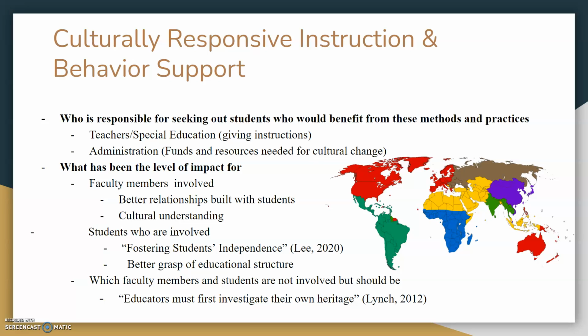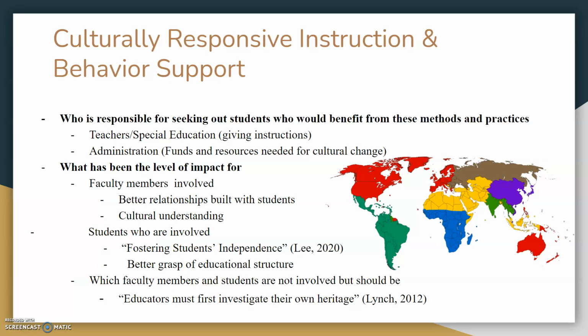Culturally responsive instruction and behavior support. So, who's responsible for seeking out students, teachers, and special education teachers? They're the ones that give the instructions, so they're with the students the most, so they can pick up on the culture of the class and how others are gelling with each other, and also the administration. So they would be able to allocate funds and resources needed for this cultural change. Whatever grants they need to be written, they can take those and present those to the boards.